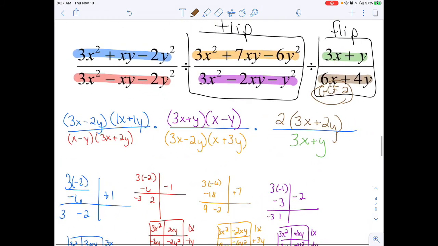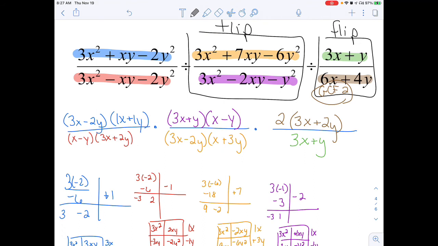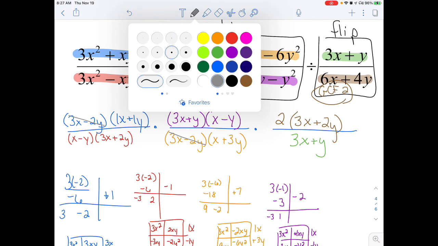Now we have the fun part. This is the canceling part. This is my favorite part. So we're going to match anything on the top, anything on the bottom, and cancel it. Do I have a 3x minus a 2y on the bottom, my denominator? I sure do. That goes away.